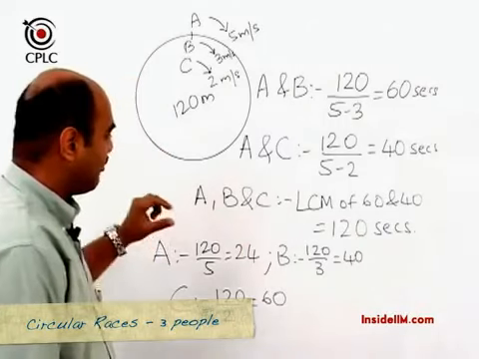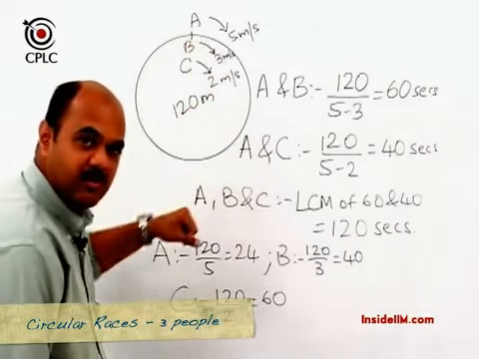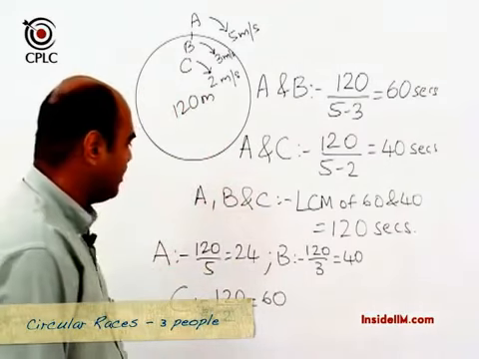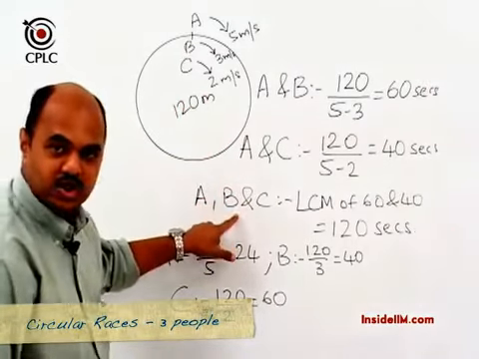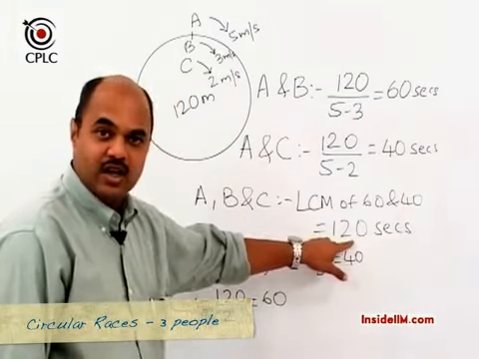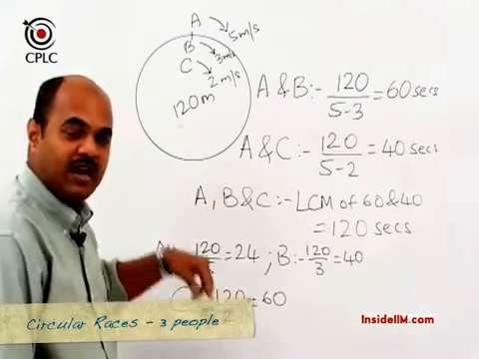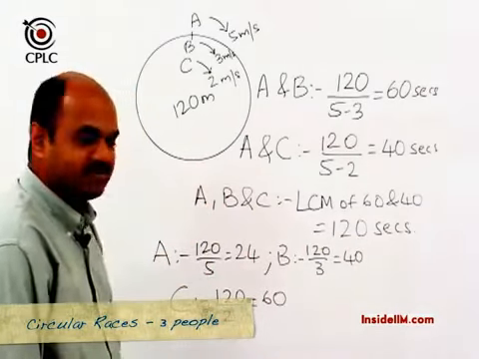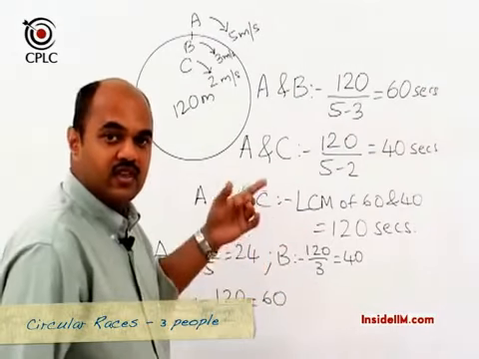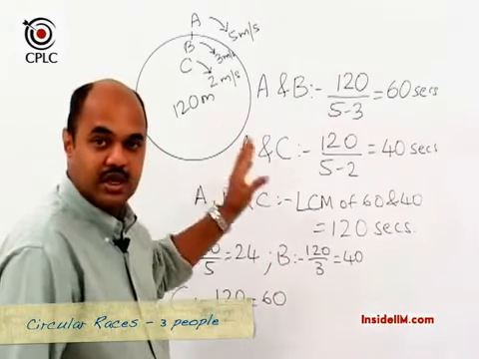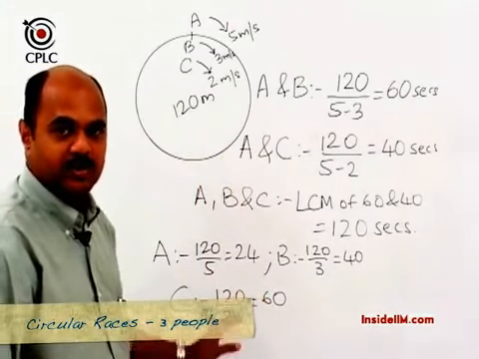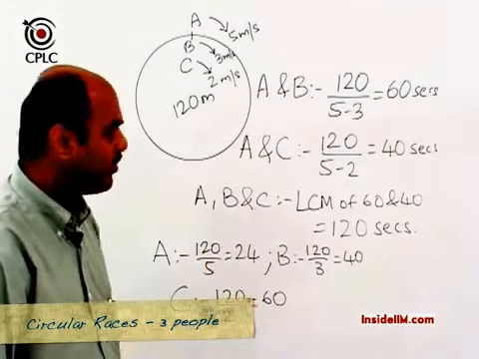So here we find that whenever they meet, they always meet at the start point. How do we know that? They meet for the first time, which could be any point on the track, after 120 seconds, and they meet for the first time at the start point also after 120 seconds, which tells us whenever they meet, they will always meet at the start point. Now this is specific to this question, and this cannot be generalized as a rule.